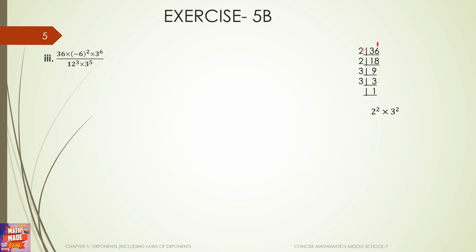How many 2s are over here? 2. So 2 to the power of 2, and how many 3s are over here? 2 3s. So 3 to the power of 2. Similarly, you can find it out for 12 also. It will be 2 to the power of 2 into 3. And even for 6 you can find it out like that, and it will be 3 into 2.